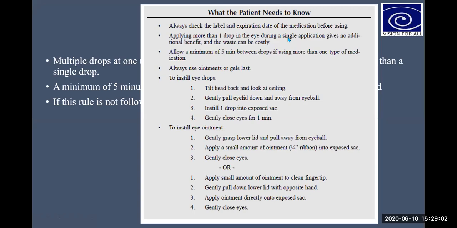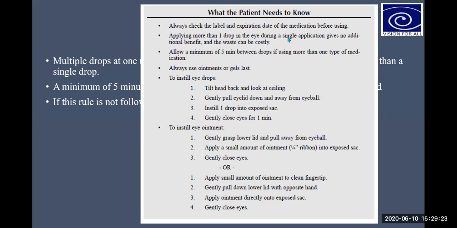If the patient is having 3 drops and one ointment or gel, at first we have to tell the patient that they should always use the eye drops, and at the end of the drops they have to use the ointment and gel. These are the procedures I discussed with you earlier.